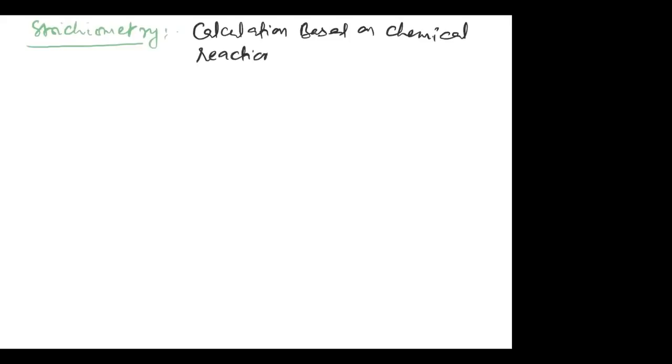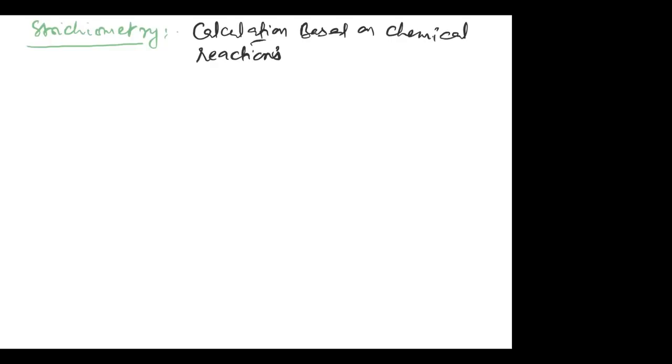The meaning of stoichiometry is calculation based on chemical reactions. So the meaning of stoichiometry is that it is calculation based on chemical reactions.